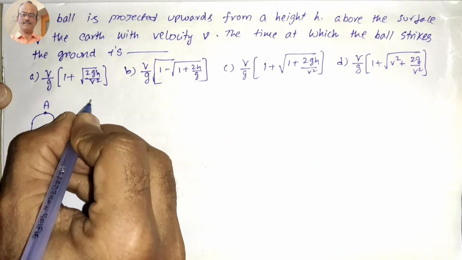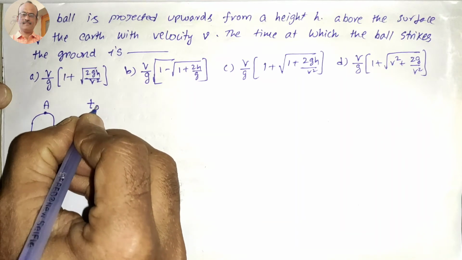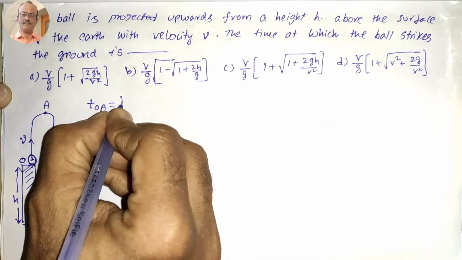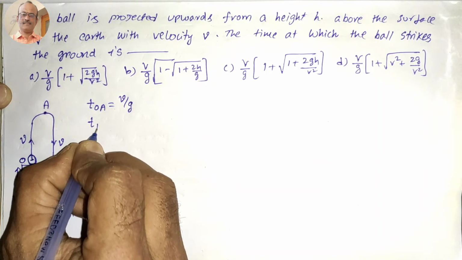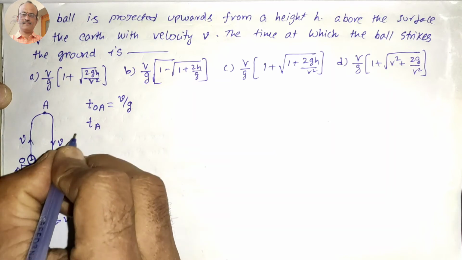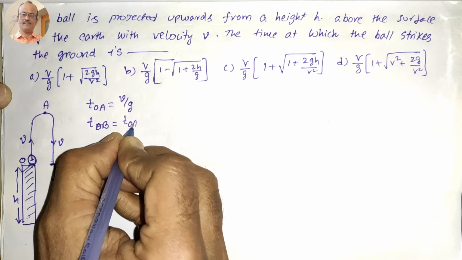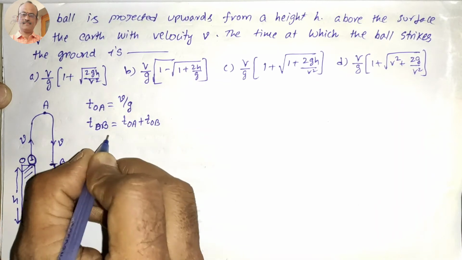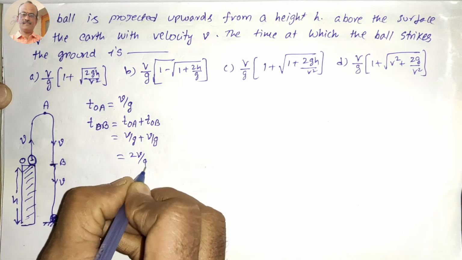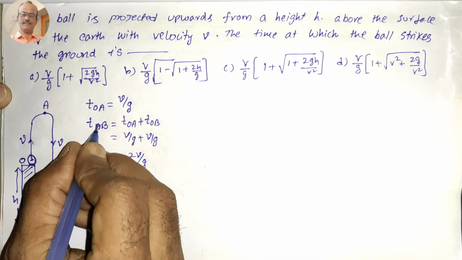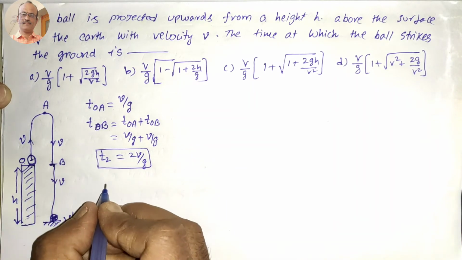So first of all, the time taken by the ball to reach from O to A, that is the time of ascent, is v by g. Then the time taken by the ball to reach from O to B is time of ascent plus time of descent. That means TOA plus TOB is equal to v by g plus v by g, which is 2 times v by g. T, that is OB, is nothing but T2. Remember, this is very, very important content.